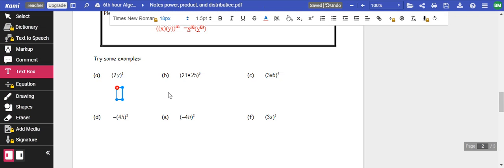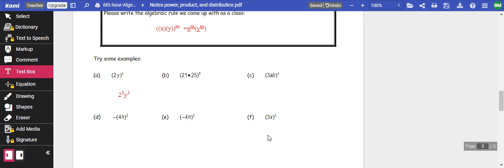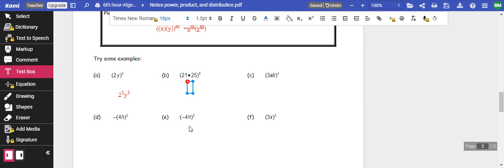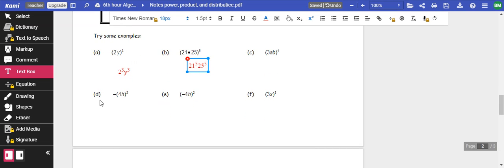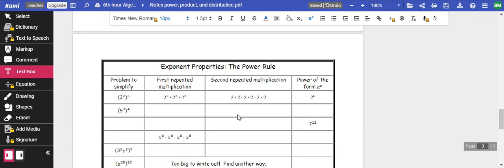I'm just going to do 1 or 2 here. We would get 2 to the 3rd power and y to the 3rd power. This one would be 25 to the 5th power, and there should be a dot in between these, sorry. Okay? Be careful of the negative. This one, -4, would just go with this, but this negative goes with everything.